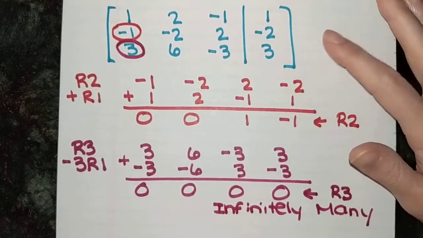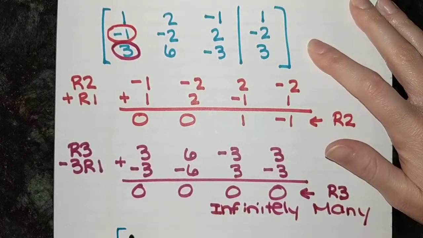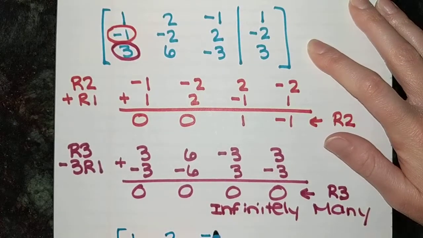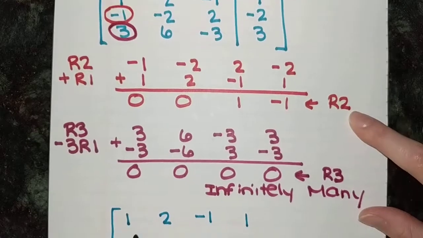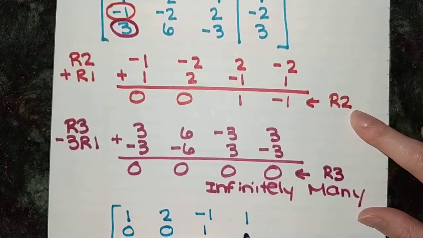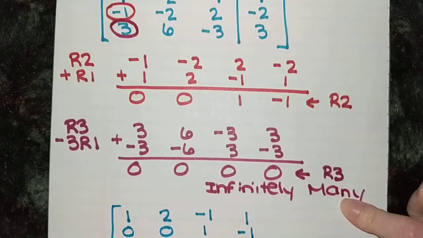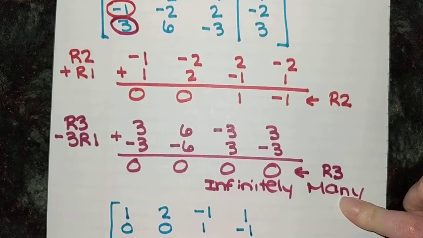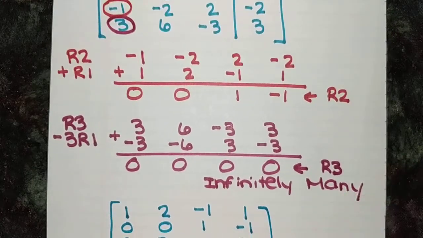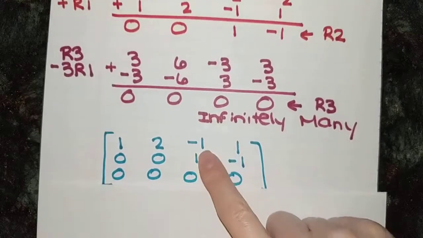So using what we did up above here, we have our first row as 1, 2, negative 1, 1. And then in row 2, we have 0, 0, 1, negative 1. And then in row 3, we have 0, 0, 0, 0. And we know that that results in infinitely many solutions. Now, what you could do to see exactly how to write this is you could write this as getting a leading 1 here and then a 0 above it.